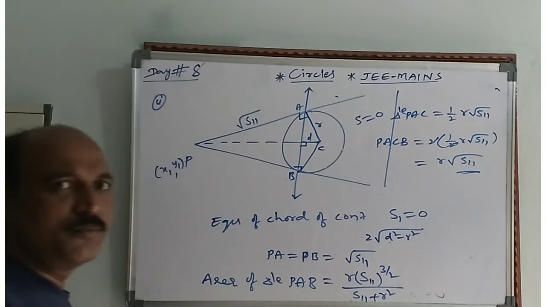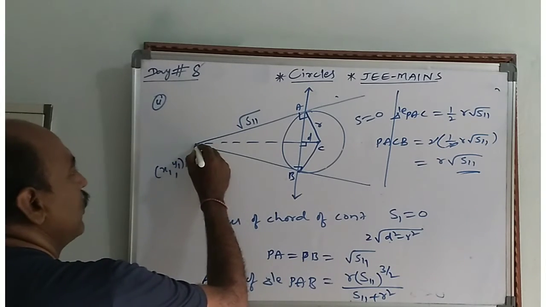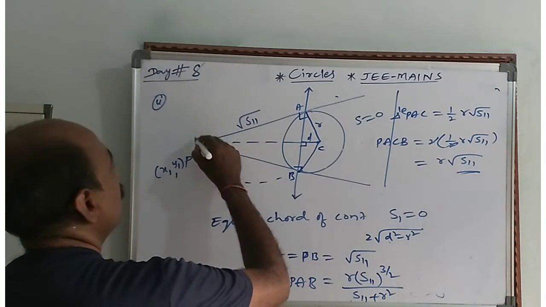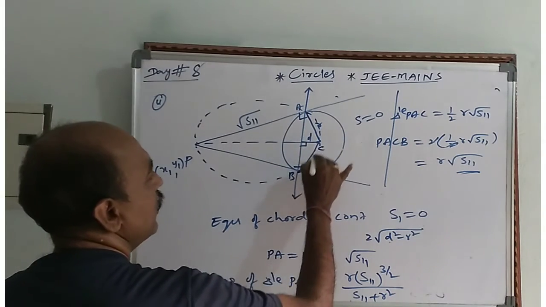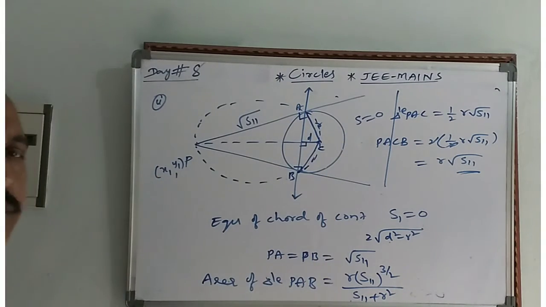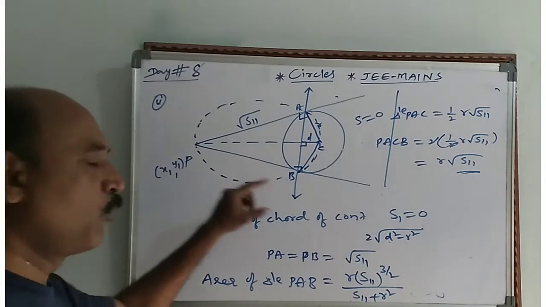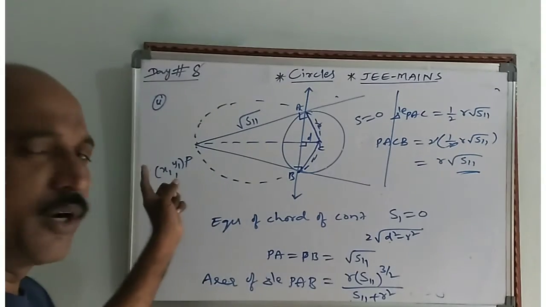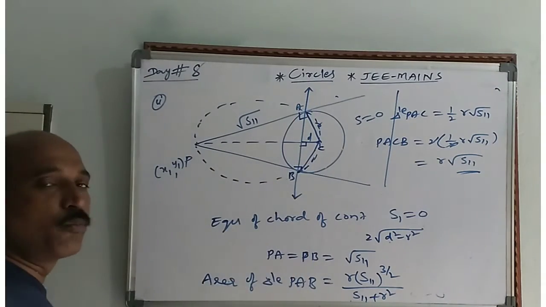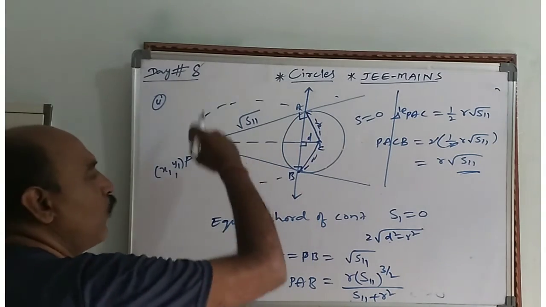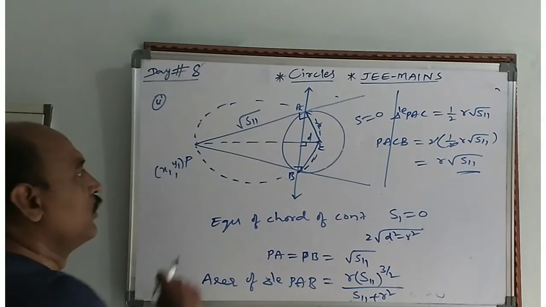Next, the circle passing through these points. These are concyclic points. When 4 or more points lie on the same circle, those points are called concyclic points. Here P, A, C and B are 4 points. We are passing a circle through these 4 points. This is a concyclic circle.